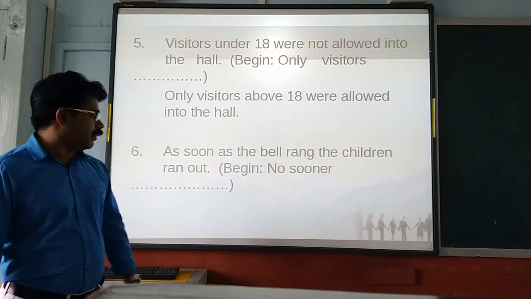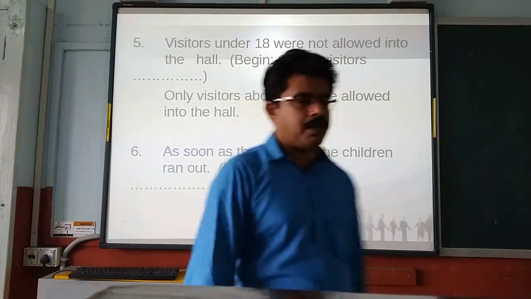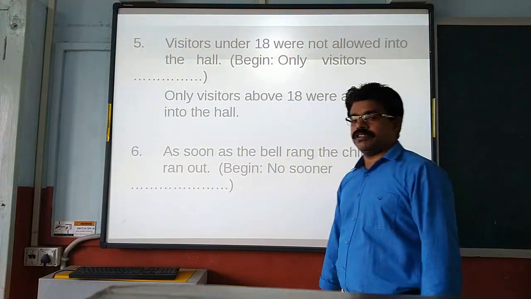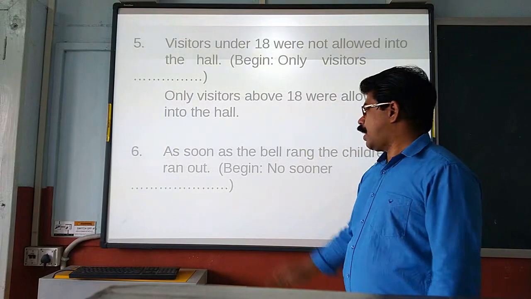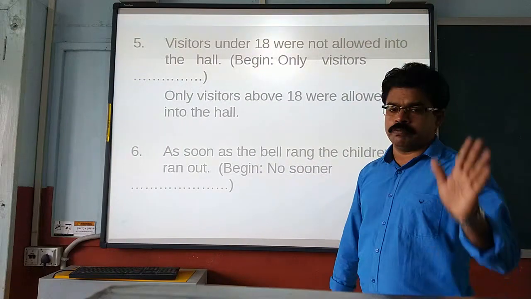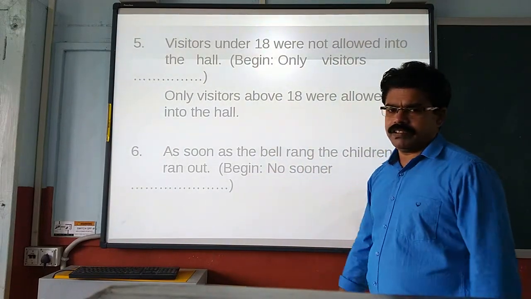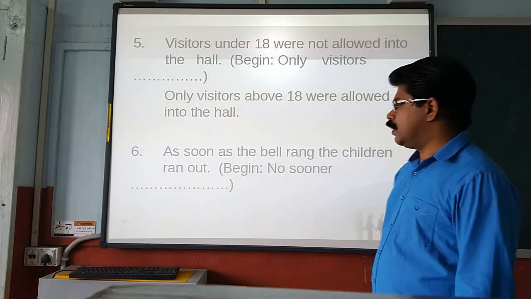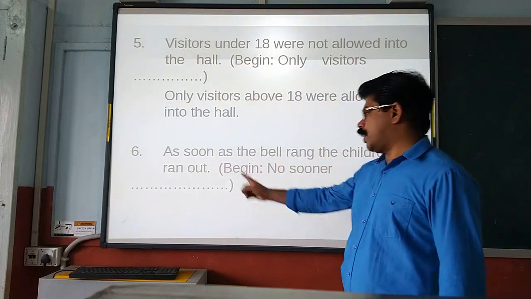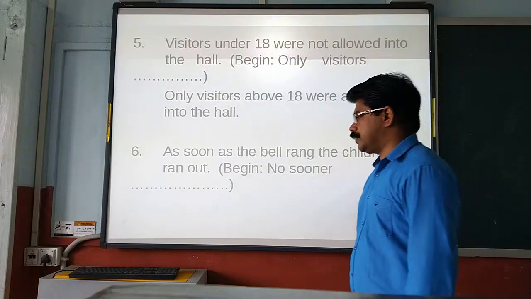"As soon as the bell rang, the children ran out." Begin, "No sooner." As I have just finished saying, what was it? "No sooner." So what transformation should take place here? You should be able to write the answer because we have done many sentences of this type. In the previous class on Monday, we did a lot of questions on that. So, "As soon as the bell rang, the children ran out." Begin, "No sooner." So how do you write this answer?